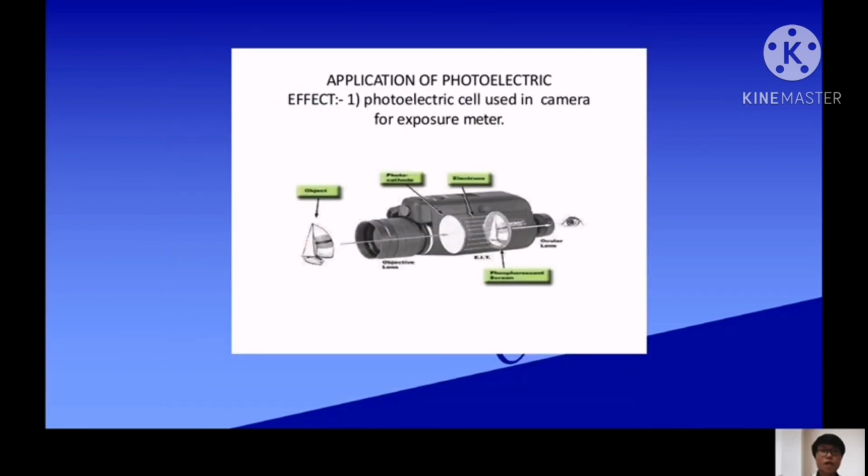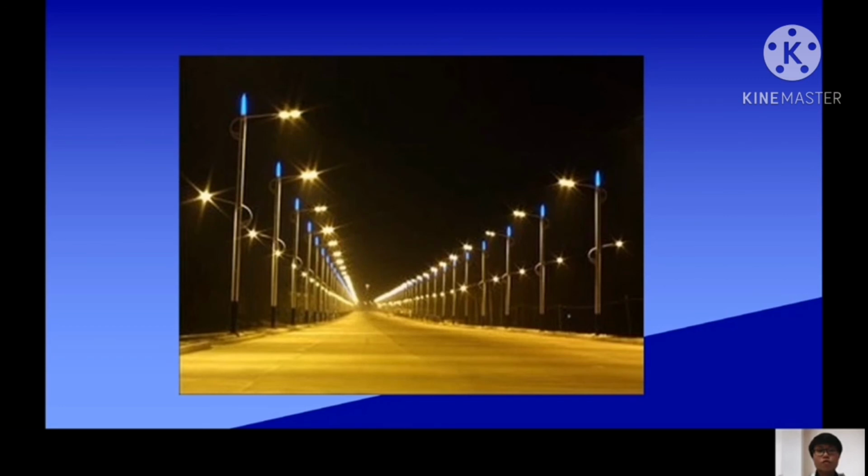Okay, so next is the pictures of photoelectric cell used in the camera for exposure meter. So to know the correct time of the exposure of film for having a good photograph. This is the function of it. So next is the photoelectric cell used in the street light. When the sky is dark, the street light will turn on and give light to the passengers of the car to avoid the accident.